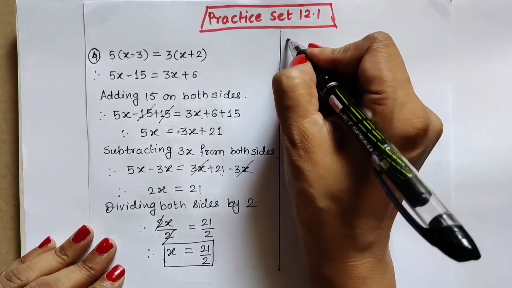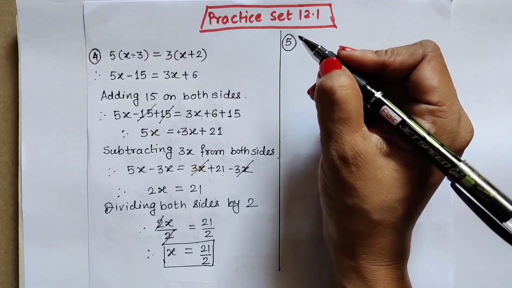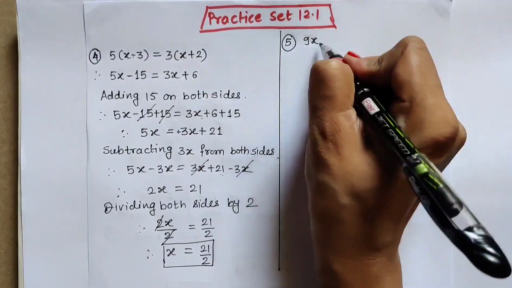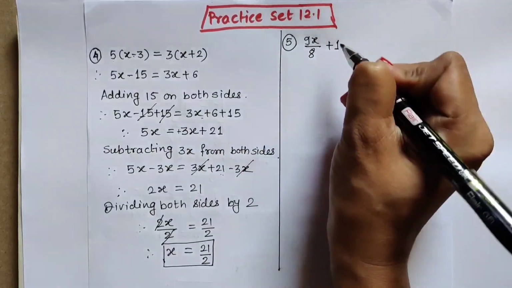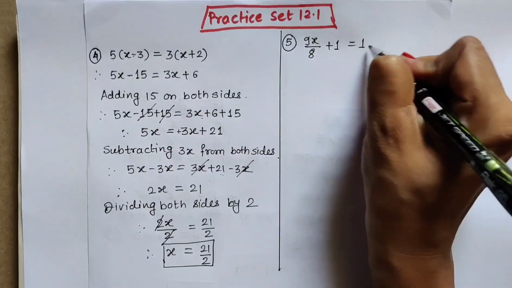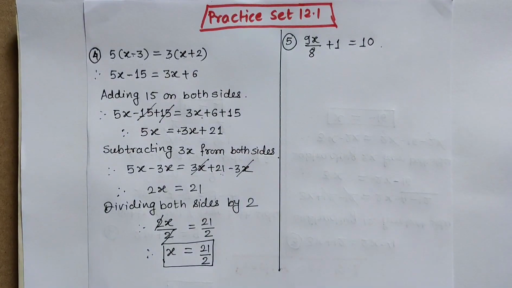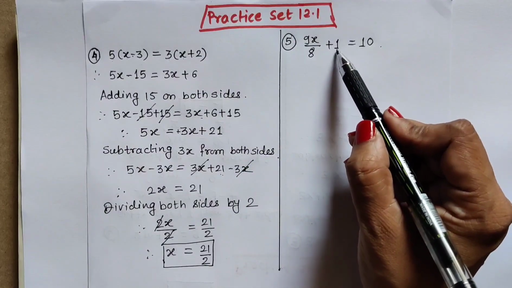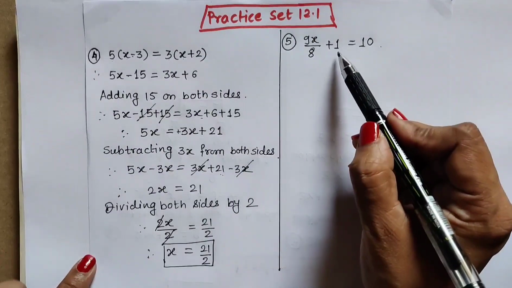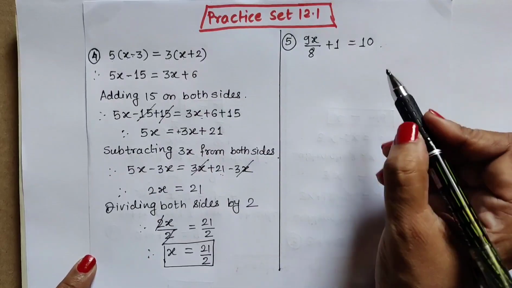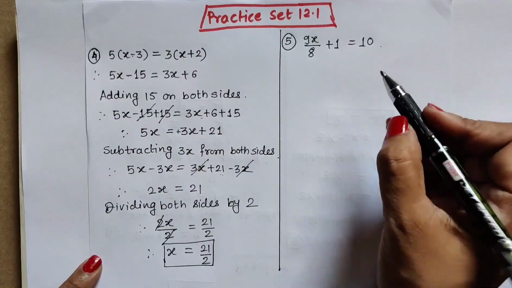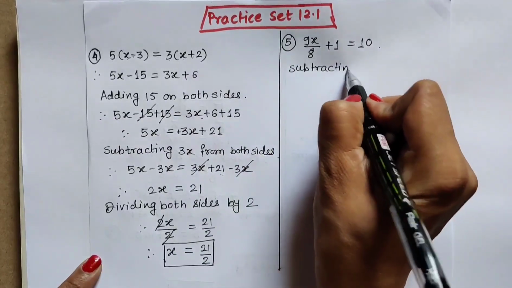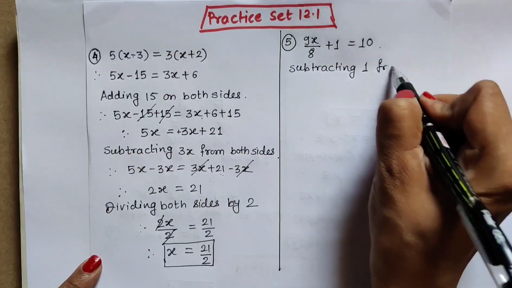Now let us see the fifth sum. Fifth sum is 9x upon 8 plus 1 is equal to 10. Again 1 by 1 we keep on transferring the term. Now plus 1 is there, this constant term is there on the left hand side. So we will first transfer this plus 1 from left to right. Here it is plus 1, so when we transfer it becomes minus 1. That means we have to subtract. So subtracting 1 from both sides.